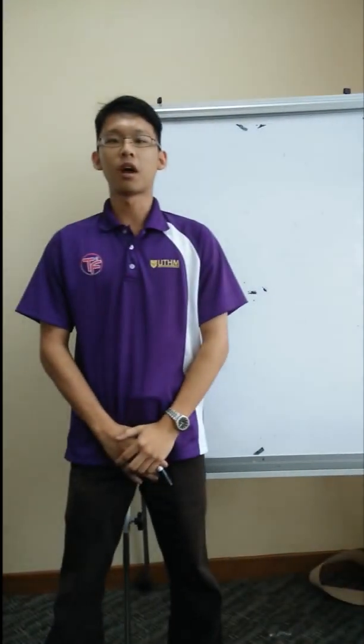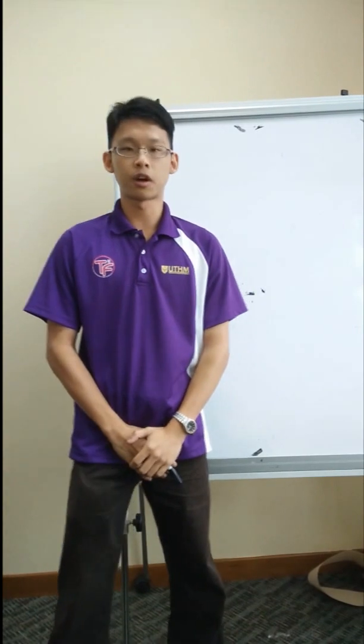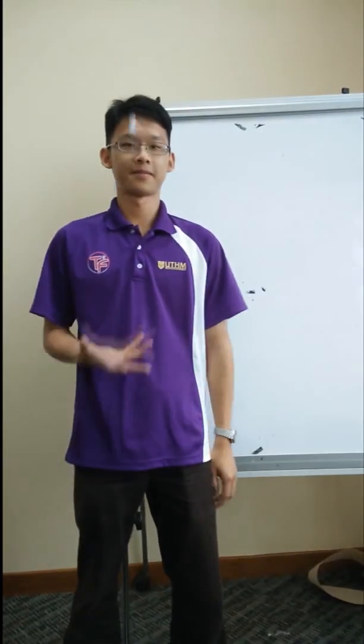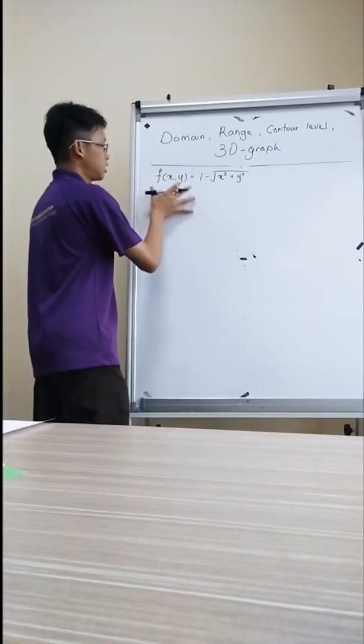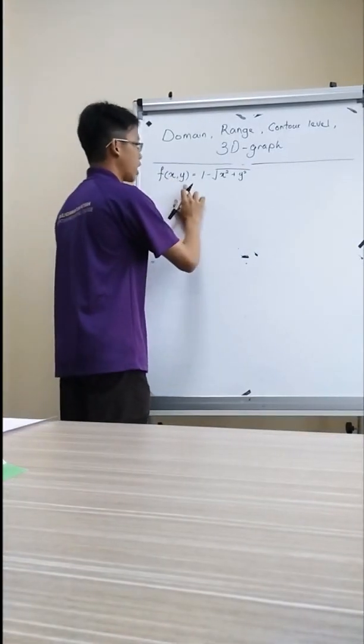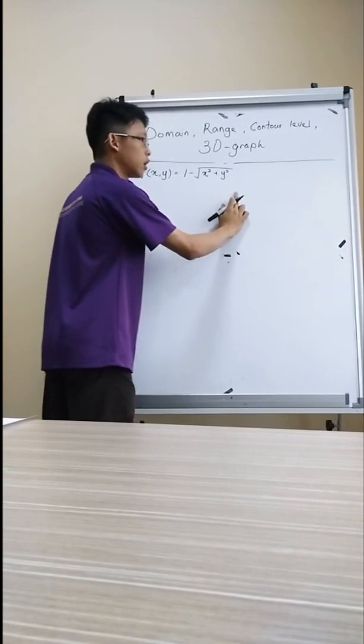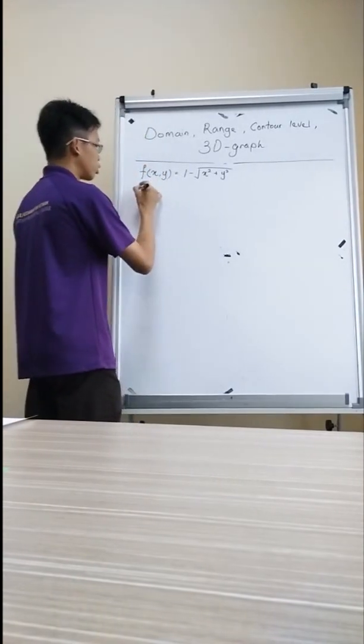Everyone, today I will show you how to solve the domain, range, contour level, and 3D graph of a given function. So let's take a look at the first question. This is the question given. The function f(x, y) is equal to 1 minus the square root of x squared plus y squared. So first step, we have to find the domain.